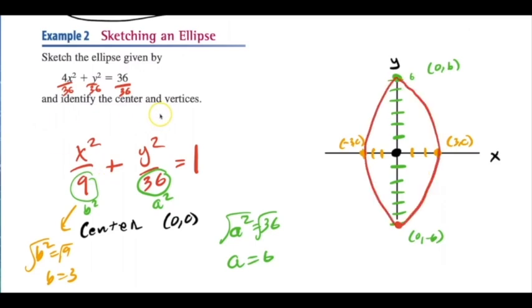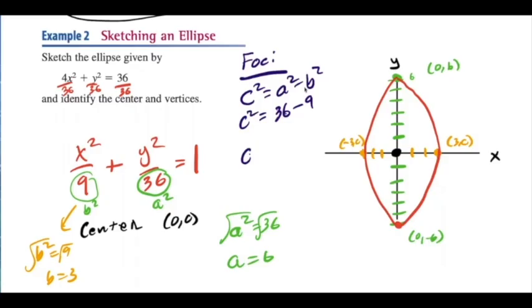Now, they didn't ask for it, but I'm going to add in the foci. If I want to find the foci, the equation for foci is c squared equals a squared minus b squared. Basically, the bigger one minus the smaller one. We already have a squared and b squared. A squared is 36, and b squared is 9. We're going to get c squared equals 27, square root both sides. And c is the square root of 27, also known as 3 square root of 3. Or we could round it to 5.1-ish.